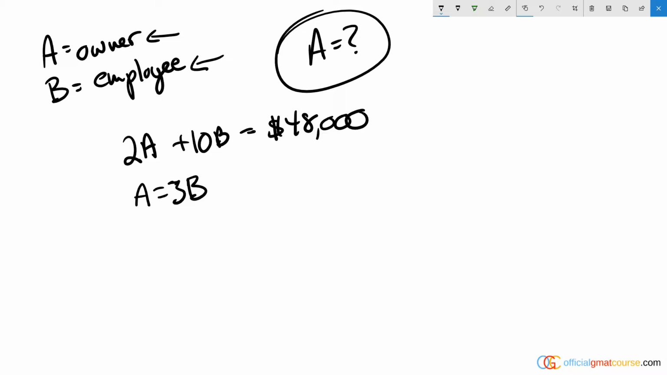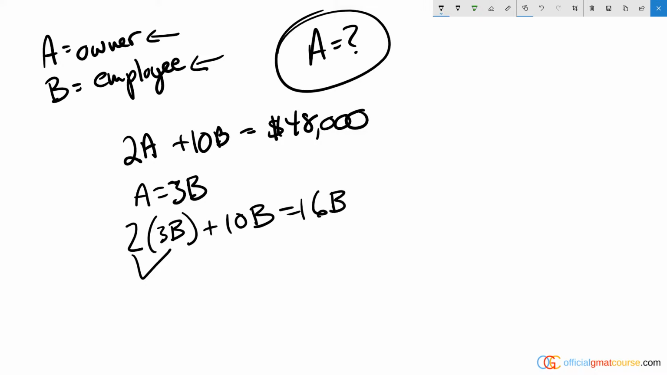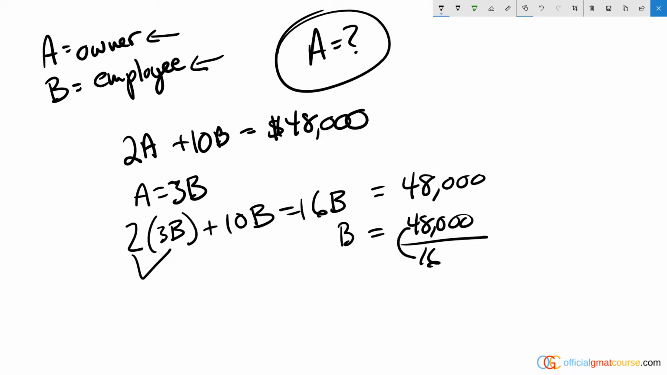So because A equals 3B, 2 times A is really 2 times 3B plus 10B. This equals 6 plus 10. This equals 16B. And 16B is equal to 48,000. Now divide both sides by 16 and we get B equals 48,000 over 16. And how many times does 16 go into 48? It goes in 3 times. And I still have those 3 zeros. So B is equal to 3,000.